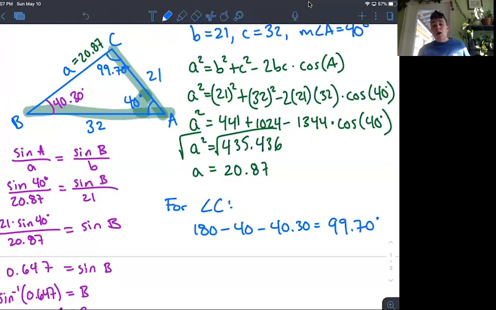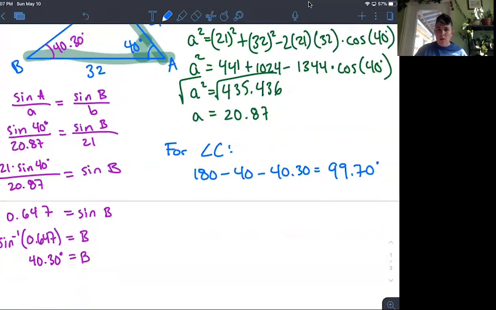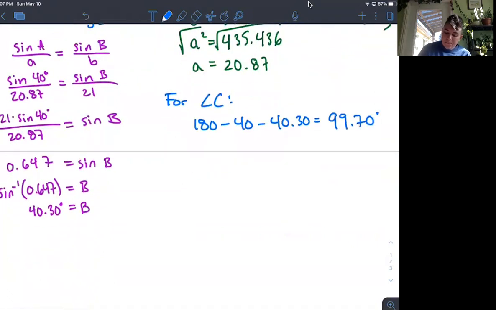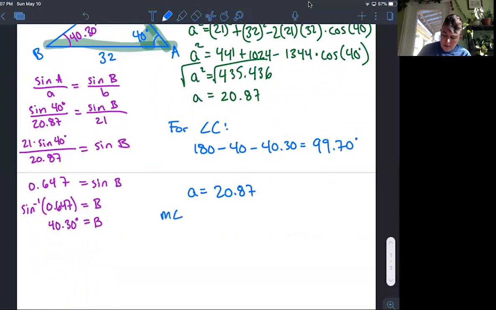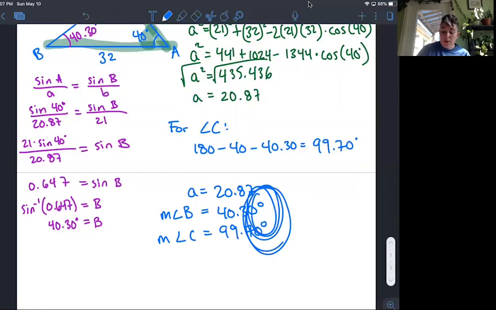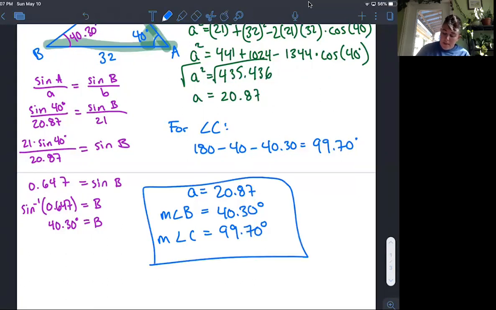And just like in the law of sines, y'all, whenever you're solving triangles for me, remember, go ahead and write all of the unknowns in one section for me. Oh golly, I almost dropped my iPad. So I'm going to say, all right, I figured out that side A was 20.87. I figured out that the measure of angle B is 40.30 degrees. And I figured out the measure of angle C is 99.70 degrees. Please don't forget the degree measures on your angles, right? Put a little box around that, and I'm ready to roll.